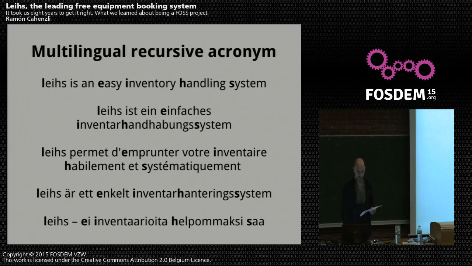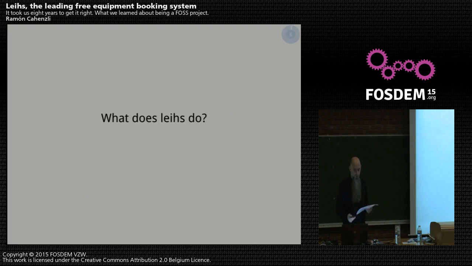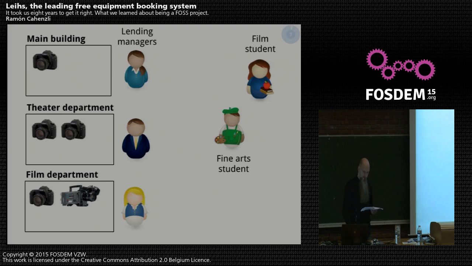I like to claim that this is a multilingual recursive acronym. But that's all nonsense. It actually came from here. We just took the middle from that word. So Ausleihsystem means borrowing system or lending system, something like that. What's more important than what it's called is what it does.